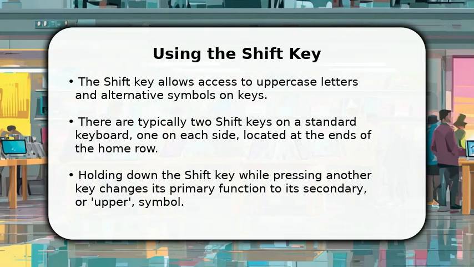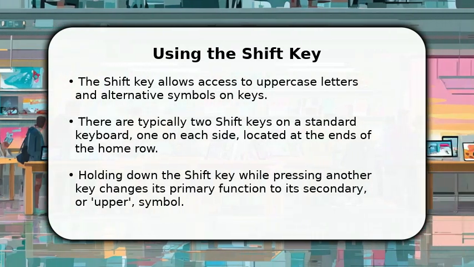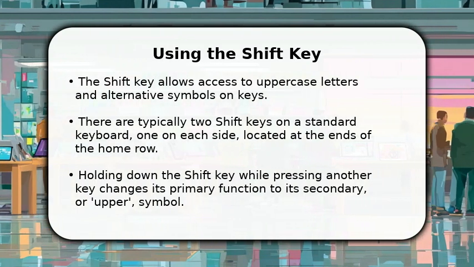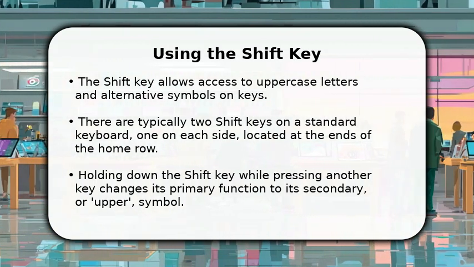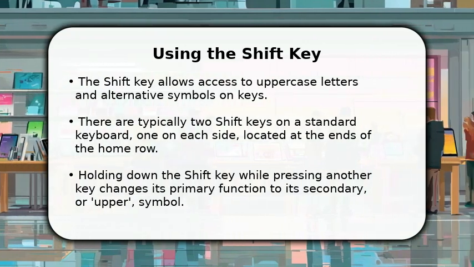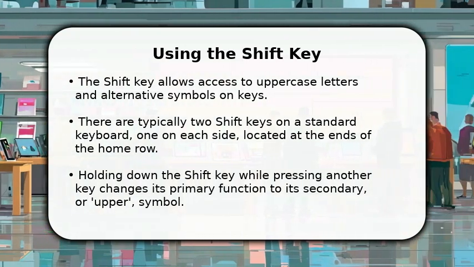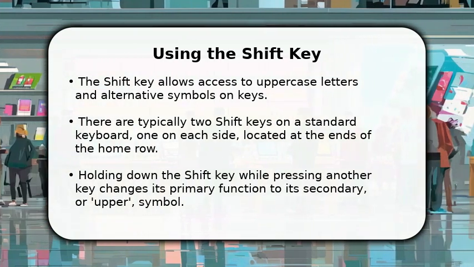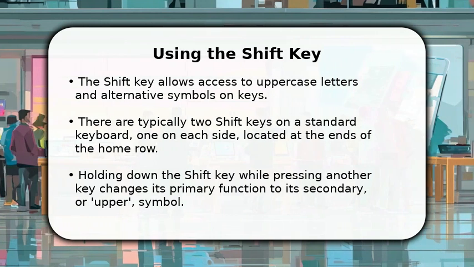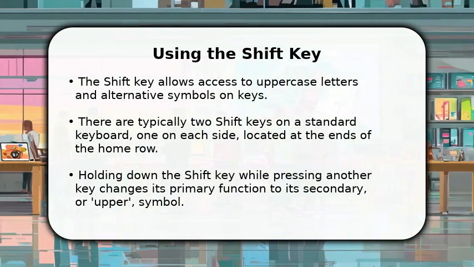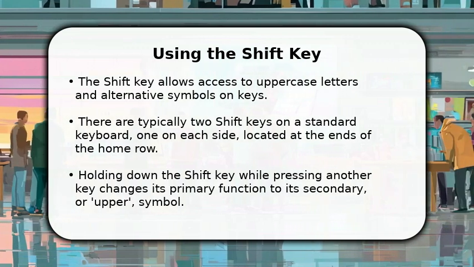In this video, I will explain how to use the upper symbol in your keyboard. The Shift key is a fundamental tool for typing, enabling you to access a second set of characters on many keys. You'll find two Shift keys on most keyboards, one on the left and one on the right, making them easily accessible with either hand. By simply holding down one of these keys and pressing another, you unlock a whole new range of typing possibilities, from capital letters to special symbols.